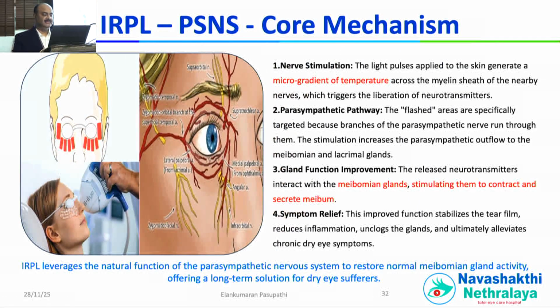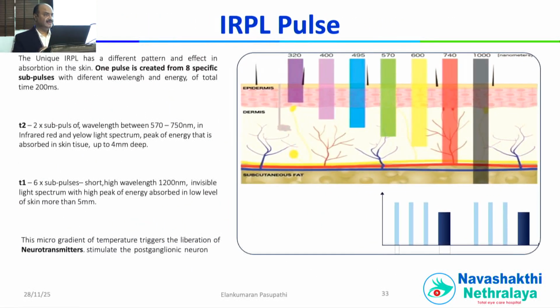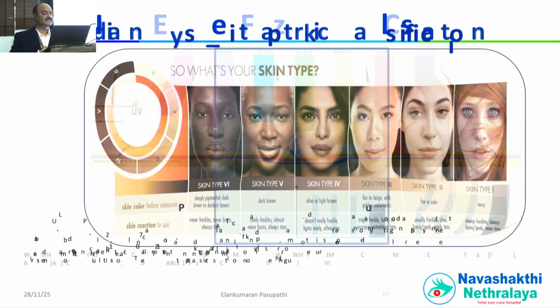How does this happen? Because of this light, there is a microgradient change in the temperature that stimulates the nerves and releases the neurotransmitters which help. And how does IRPL help? Because there are differential pulses when compared to an IPL. These are the short wave pulses, 2 short wave broad pulses, 6 large wave. Those are the things that penetrate and cause this parasympathetic increase.